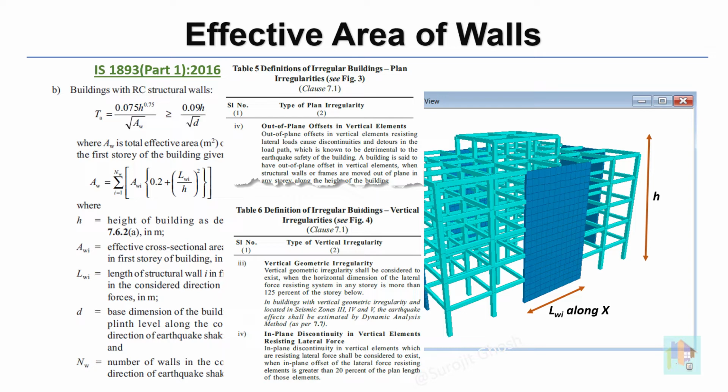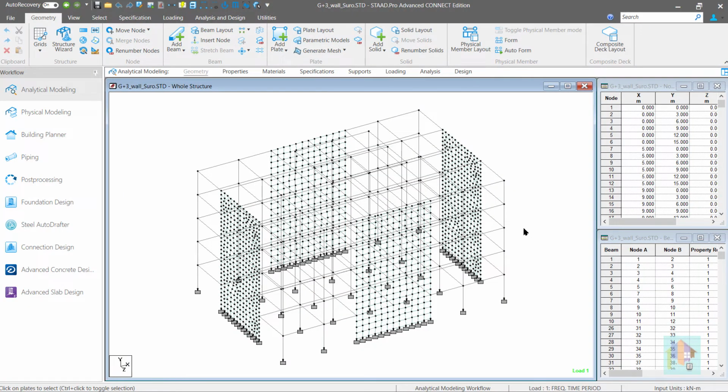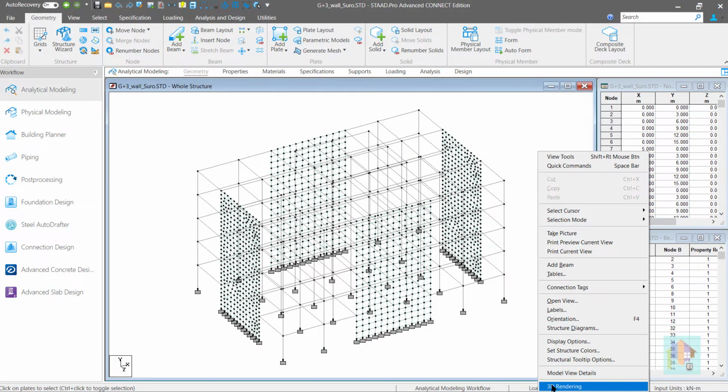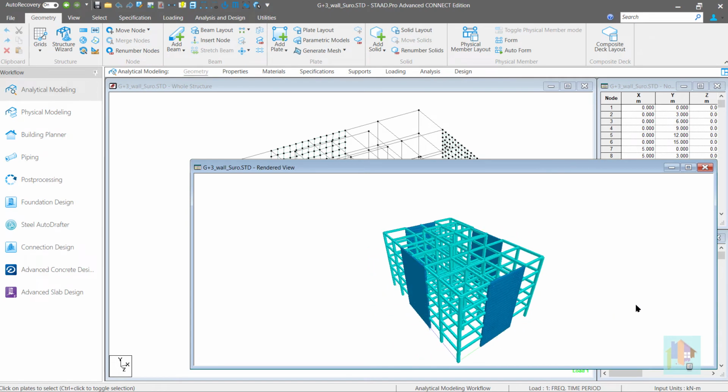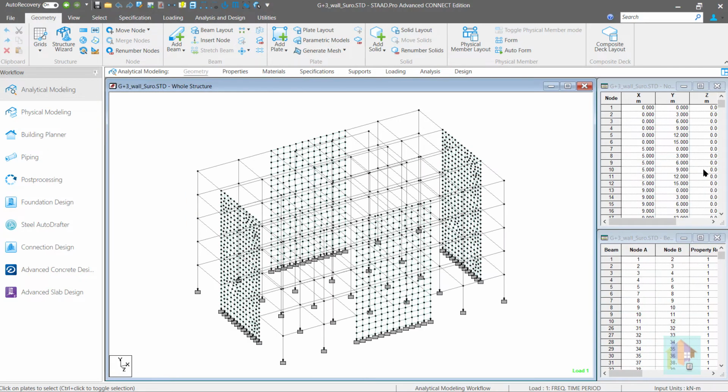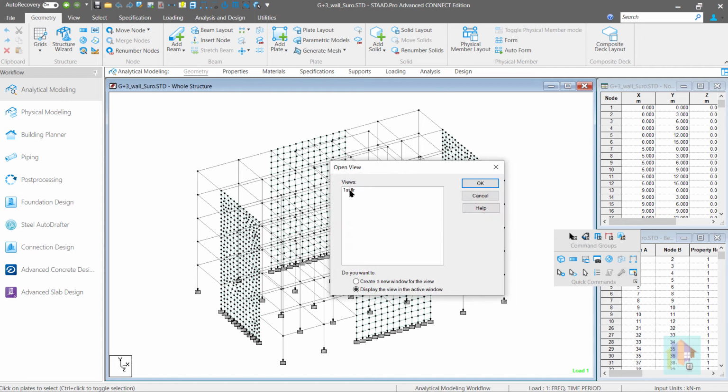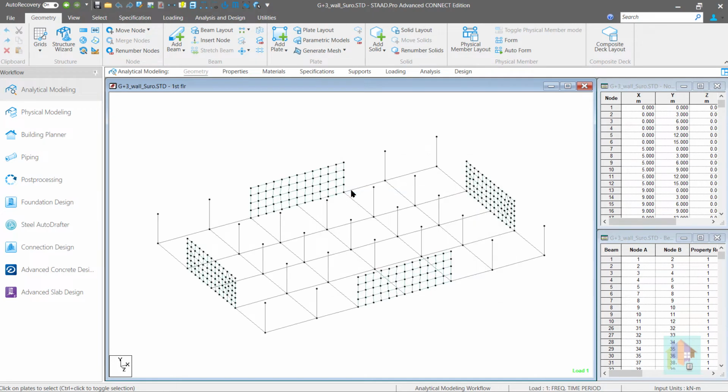Do you know how we can define all this data in STAAD? Consider this model. I have modeled a few shear walls using plate mesh in both X and Z direction. These walls are regular in plan and elevation without any irregularity, and I want to use this for time period calculation. I have already saved an isometric view of the first story, and anytime we can access it using view management to collect wall data.